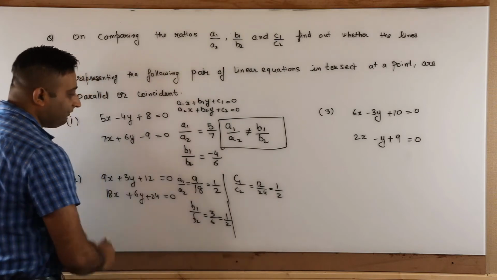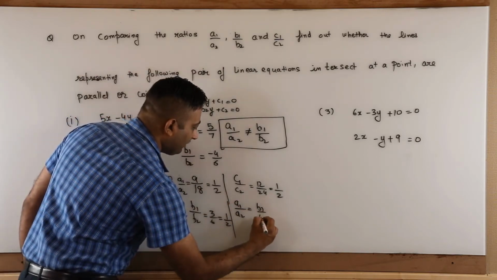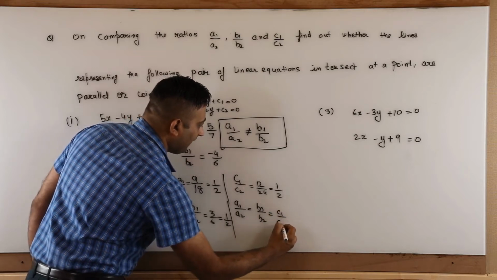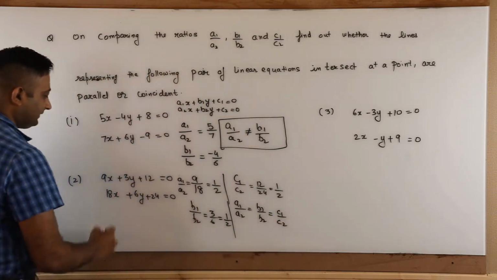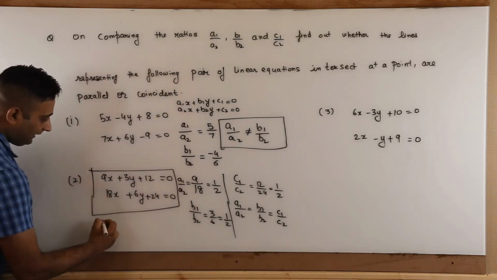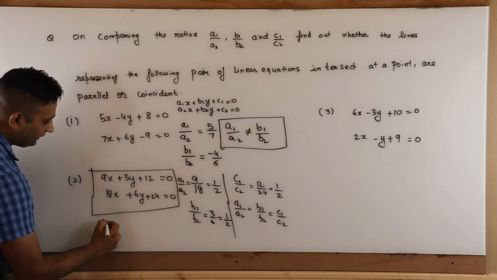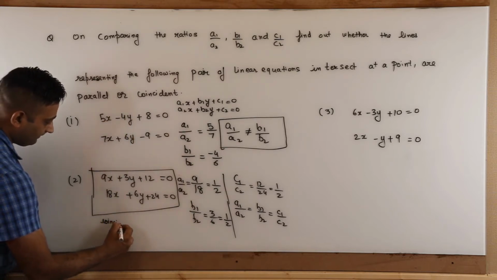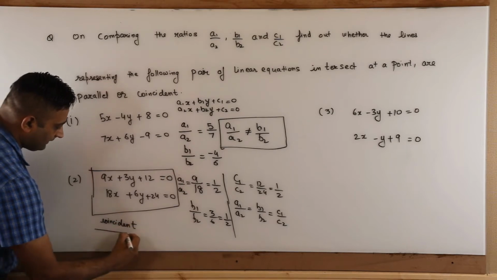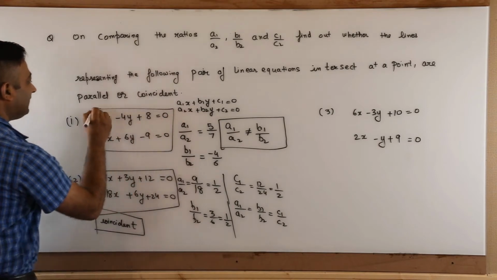So, on comparing, we found that A1 by A2 is equal to B1 by B2 is equal to C1 by C2. That means this pair has infinitely many solutions. That means these are coincident lines.